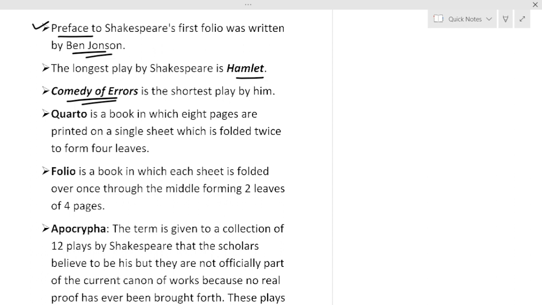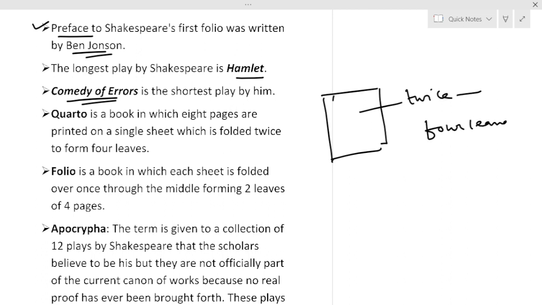Quarto is a book in which 8 pages are printed on a single sheet, which is folded twice to form 4 leaves. So in quarto, you will find 8 pages in a single sheet. It is folded twice, so it forms 4 leaves. Now folio. Folio is a book in which each sheet is folded over once through the middle, forming 2 leaves of 4 pages.